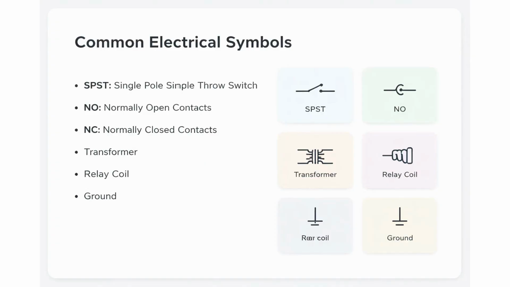Because ladder diagrams don't use realistic pictures, they rely heavily on symbols. As a technician, you must learn to read these fluently. Some common symbols include single-pole, single-throw switches, normally open and normally closed contacts, transformers, and relay coils. Recognizing these instantly is key to diagnosing system issues.